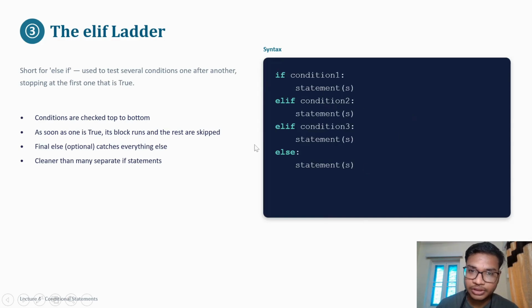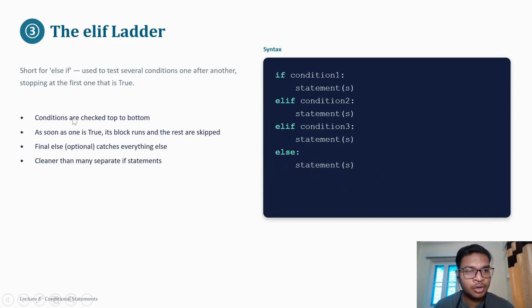Just understand this syntax: there is the first condition with a colon and some print statement, and there is elif with condition 2 and some statement. Elif with condition 3 has a statement, and else has a statement. If the three conditions do not work, then which one is printed? This else statement.